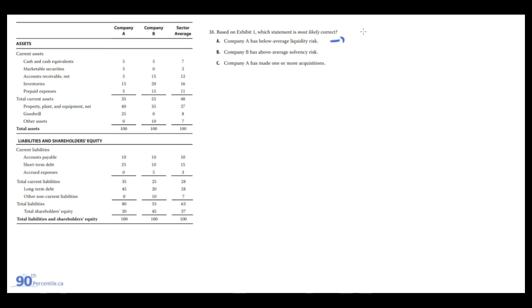Really quickly, liquidity risk is the risk of meeting short-term obligations. Some ratios that we could use to analyze liquidity risk would be the current ratio, which is current assets over current liabilities, and maybe the cash ratio, which is just cash divided by current liabilities. So it's basically looking at how much cash, or assets that can be quickly converted into cash, the company has to meet its current liabilities. Whereas solvency risk is more associated with meeting long-term obligations, like your long-term debt. Some ratios you could use to analyze solvency risk would be total debt over equity, total debt over assets, stuff like that.